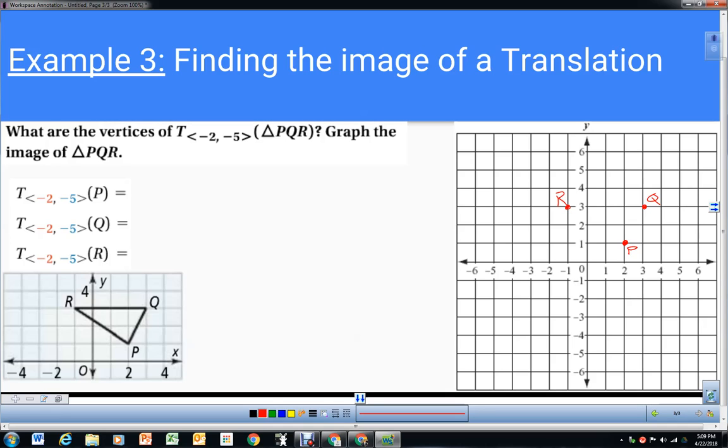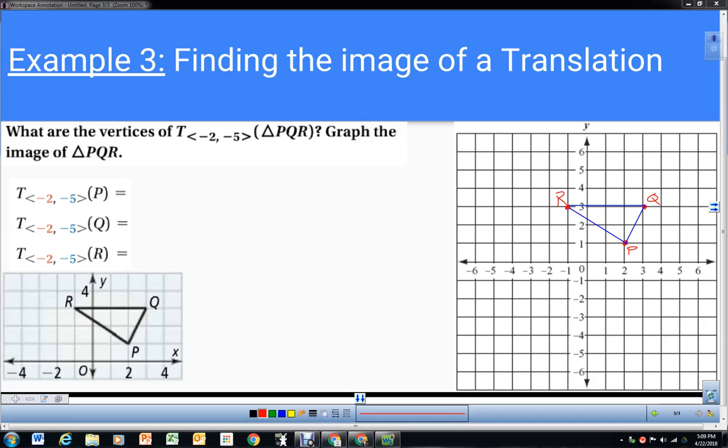So let's draw our lines here. And there's triangle PQR. So we're going to take each point here and map it. We take our original point and map it onto our new point. So we're going to start off with the rule here, which is -2 for our x and -5 for our y. So we're going to take the vertices here.